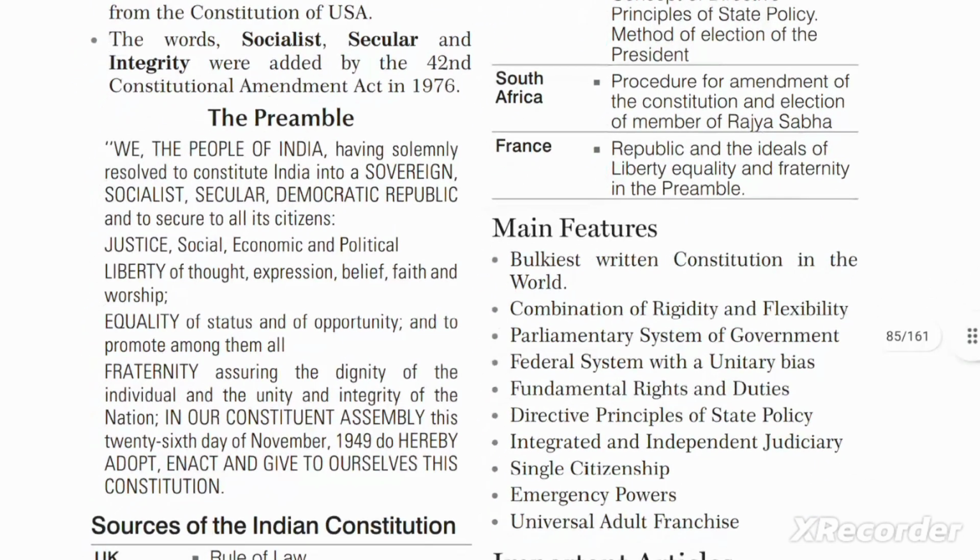The preamble: We, the people of India, having solemnly resolved to constitute India into a sovereign, socialist, secular, democratic republic and to secure to all its citizens: justice, social, economic and political; liberty of thought, expression, belief, faith and worship; equality of status and opportunity; and to promote among them all fraternity assuring the dignity of the individual and the unity and integrity of the nation; in our Constituent Assembly, this 26th day of November 1949, do hereby adopt, enact, and give to ourselves this Constitution.